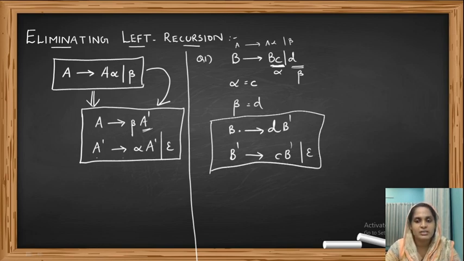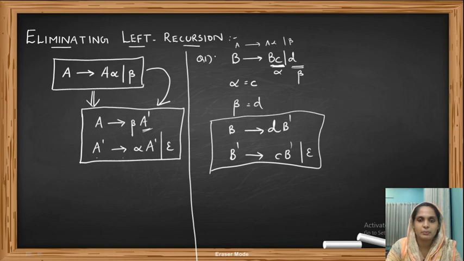Just see in the first production, it is B produces D B dash. So here this term doesn't start with capital B. So the first production is free from left recursion. And in case of the second production also, B dash produces C B dash. That means it doesn't start with B dash. And here also it is epsilon. It doesn't start with B dash. So the second production is also free from left recursion. Thus we eliminated left recursion from the given grammar.